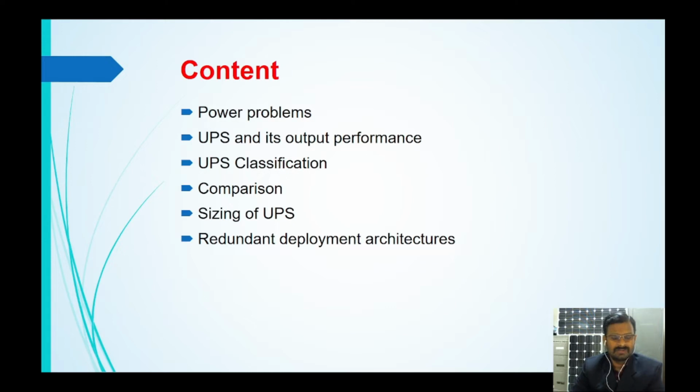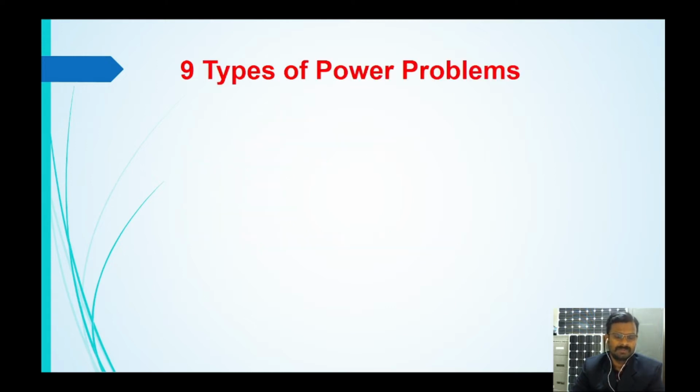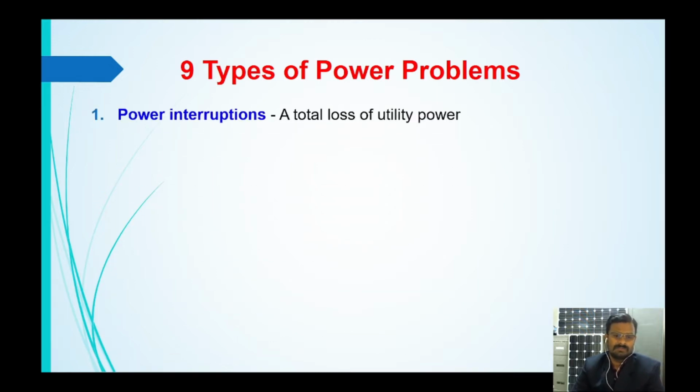Now we will see the power problems first. We have 9 different types of power problems. The first one is power interruption. This means the utility or the supplier cuts the power to the consumer, either intentionally or because of a fault. This is a very common type of power problem.